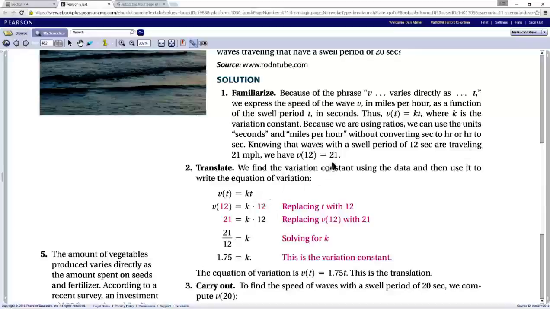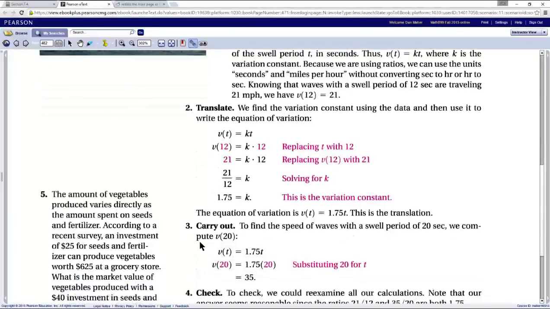I have my output of 21 and my input of 12, right? Well, so 21 has to equal this constant times 12. Well, I can solve for k, I get 1.75.